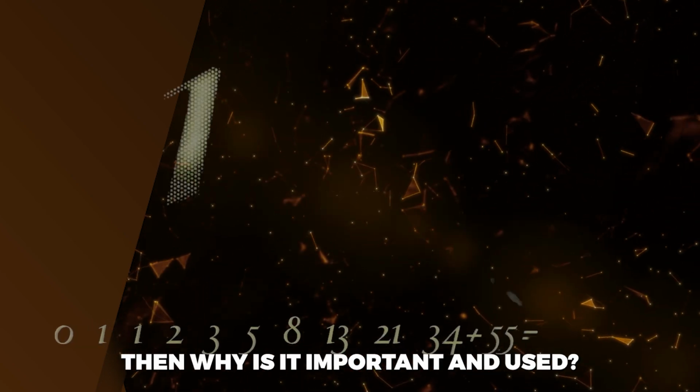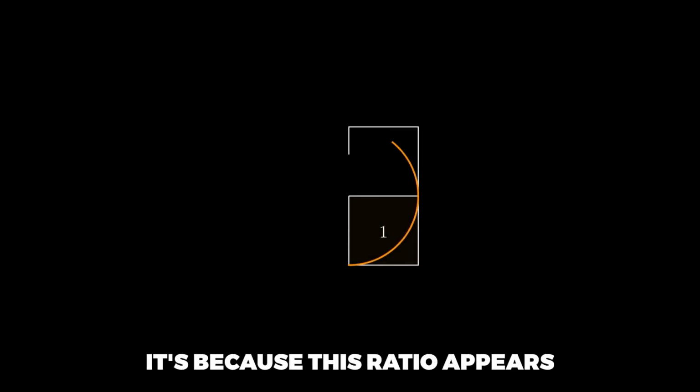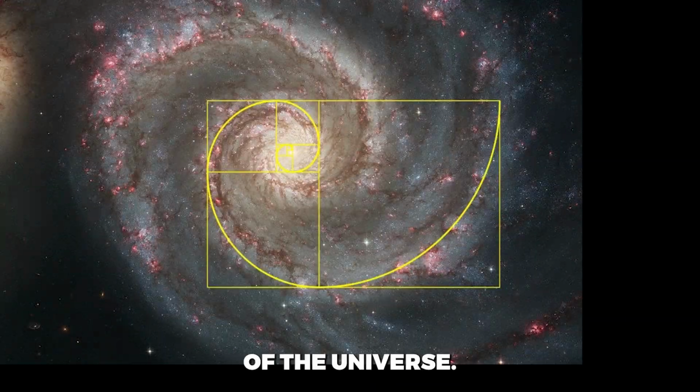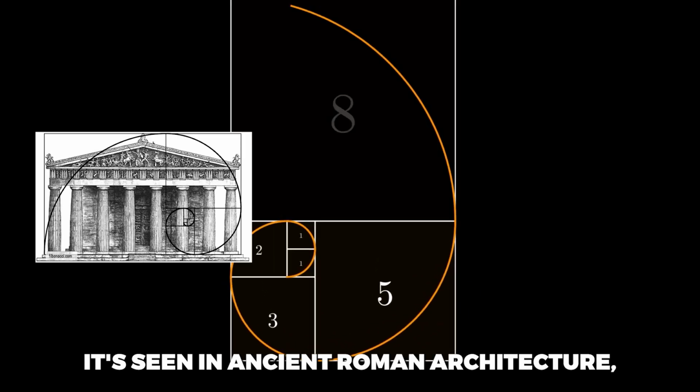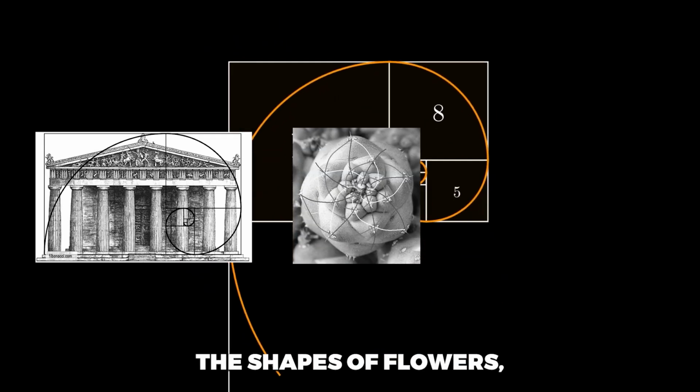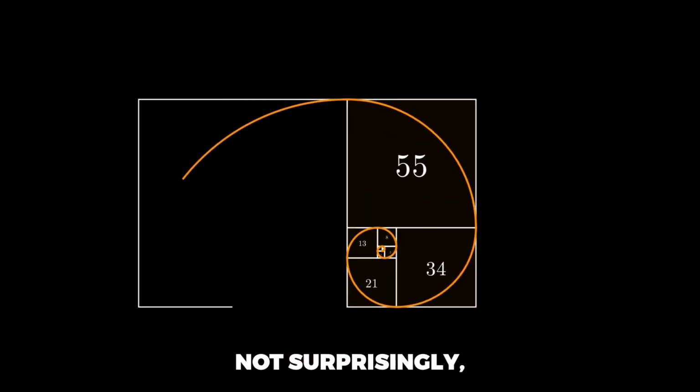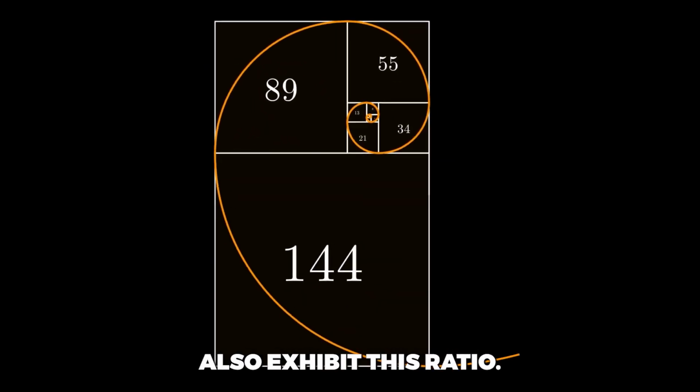Then why is it important and used? It's because this ratio appears throughout various fields, even in the spiral patterns of the universe. It's seen in ancient Roman architecture, the shapes of flowers, and even the proportions of the human body. Not surprisingly, price movements in trading also exhibit this ratio.